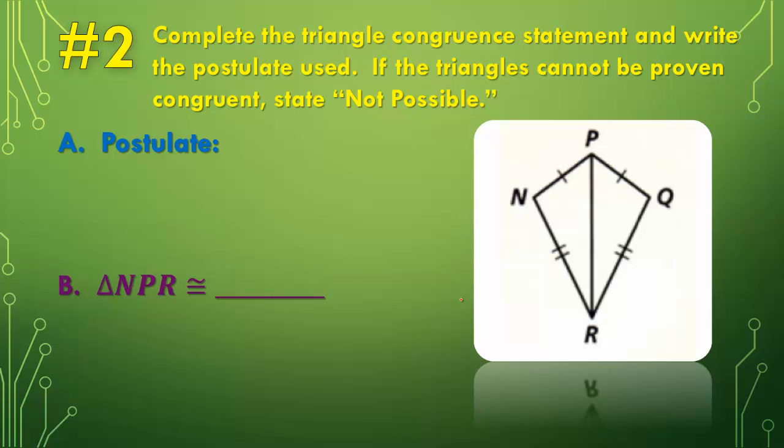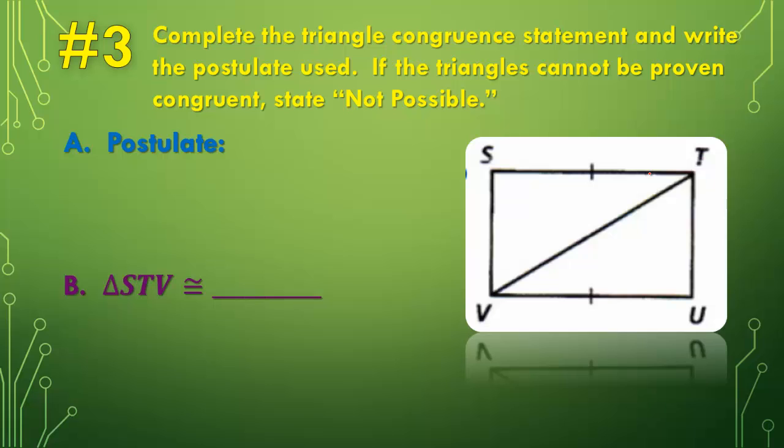Okay, in this one, again, we have that reflexive property. We've got a side, and since this side is shared by both, we can say it's congruent to itself, so we have another side. So that's postulate side, side, side. And if we set NPR, we'd have to say QPR.